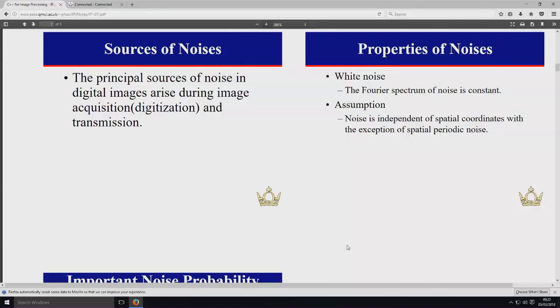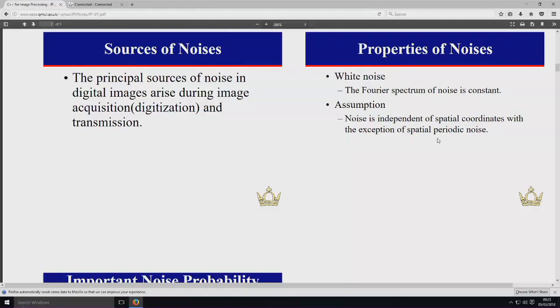And by independent, we mean if we fix the camera and take a picture, everything is the same. But if we take different pictures, every picture should have different noise. At every point, the noise should be independent. That's why we can take several images from the same camera and find the mean to reduce the noise, because noise is independent.